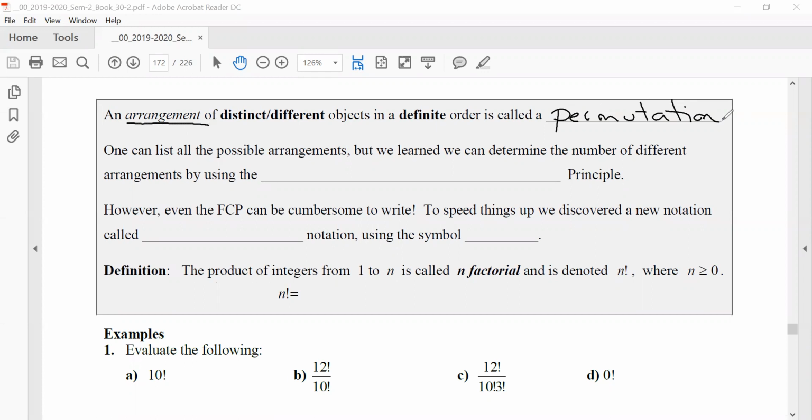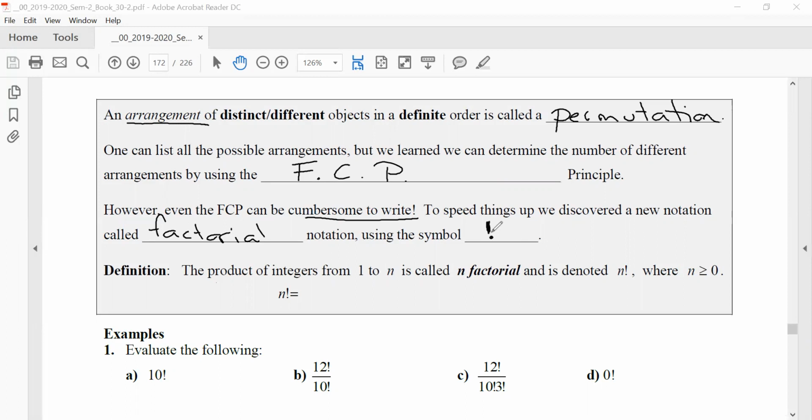Okay, we could list all of the possible arrangements, but we learned a better way using the fundamental counting principle. But even that can be cumbersome, a pain to write. So we discovered just a moment ago a new way to write it called factorial notation, which uses the exclamation mark symbol like that. So this is on my formula sheet.